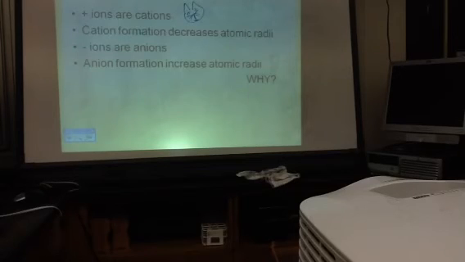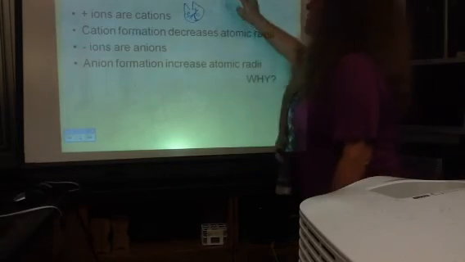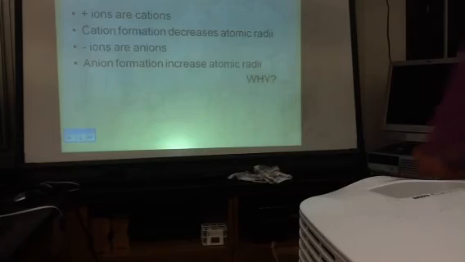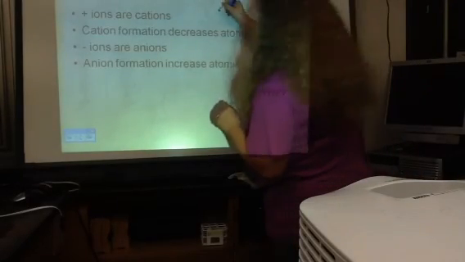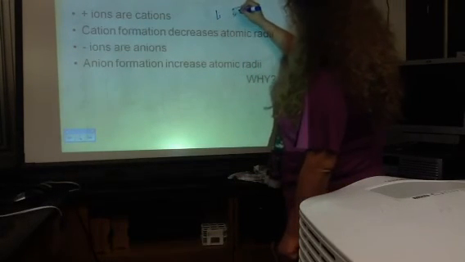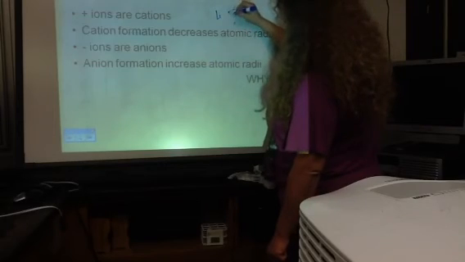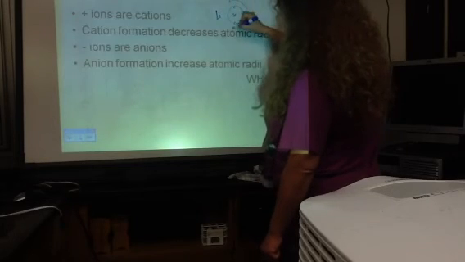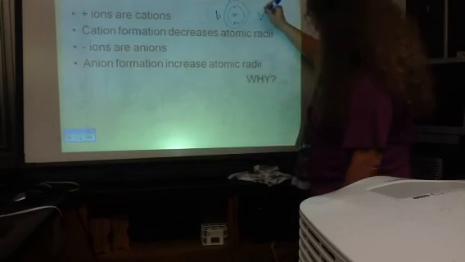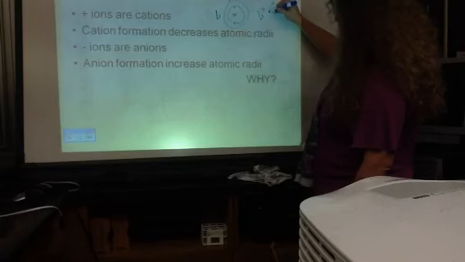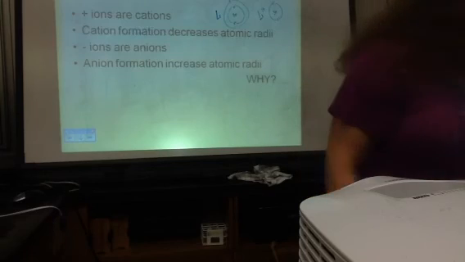So when we form a cation, the atomic radius decreases. So let's draw that with lithium. So here's lithium. It's got 3 protons, 1 electron in that outer shell, 2 electrons on the first shell. When we form lithium 1+, the radius decreases. 2 reasons.